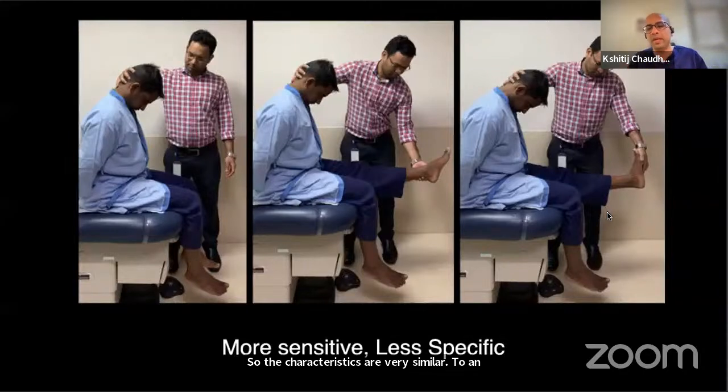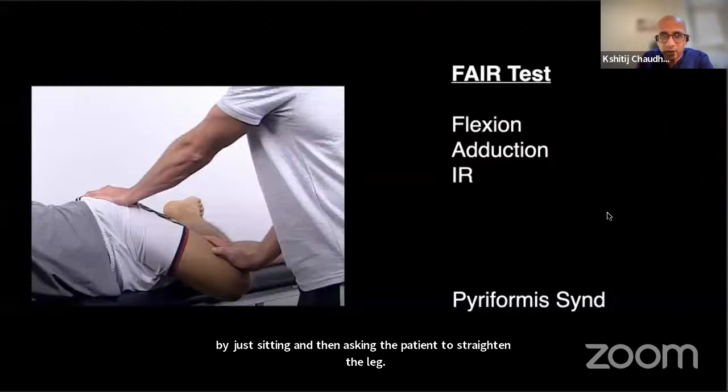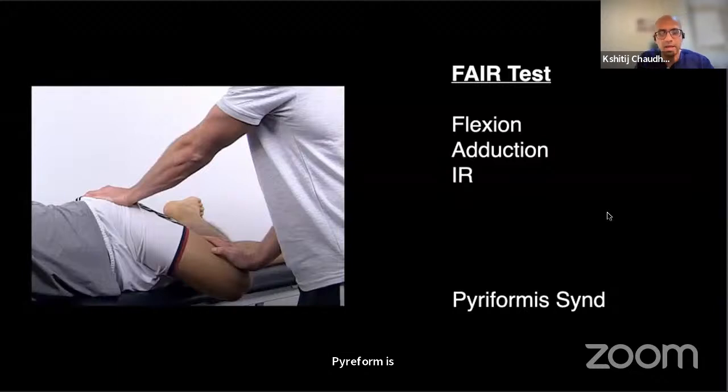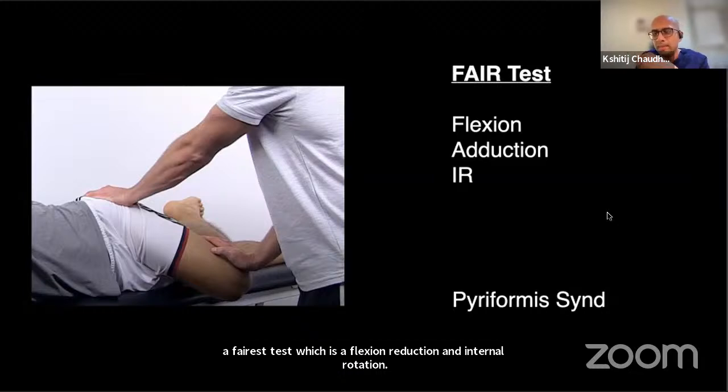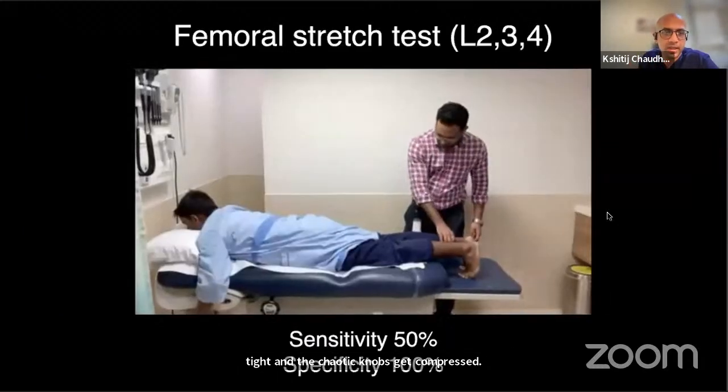You can do this for somebody who you suspect is malingering, who is not giving you the right things, but you can do a slump test. It's like a distraction test, you may call it, because you are distracting the patient by just sitting and then asking the patient to straighten the leg. Piriformis syndrome, if you are suspecting, you can do a Fair's test, which is flexion, adduction, and internal rotation. In this position, the piriformis muscle becomes tight and the sciatic nerve gets compressed. You can get buttock pain or pain radiating down the leg, which the patient is complaining of.